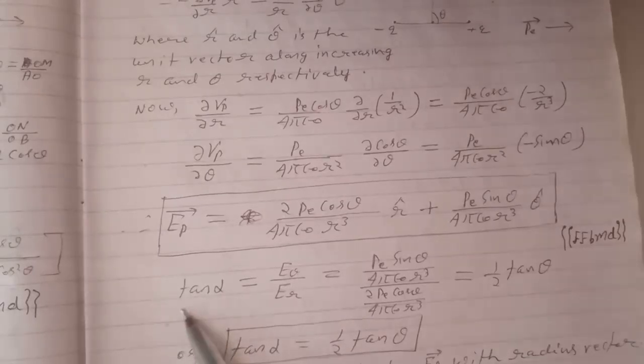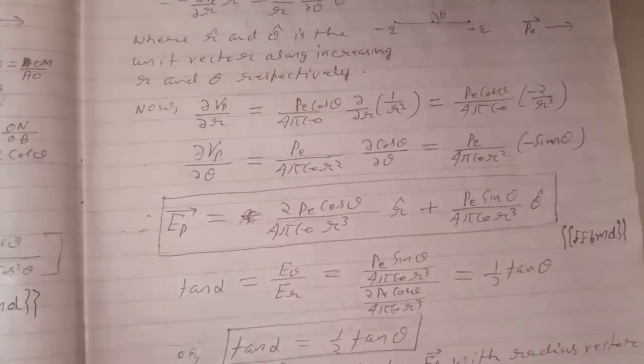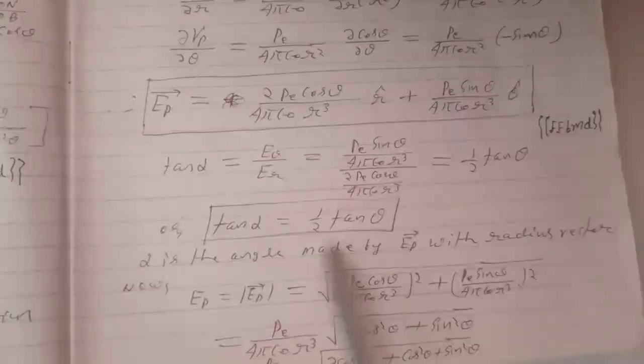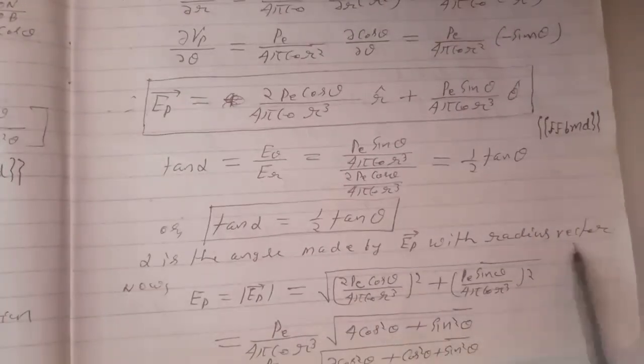Now tan α, that is the angle made by the resultant vector with the E_r vector. So E_θ by E_r equals p sin θ by 4πε₀ r cube divided by 2p cos θ by 4πε₀ r cube, or 1 by 2 tan θ, or tan α equals 1 by 2 tan θ. Alpha is the angle made by the E_p vector with the radius vector.